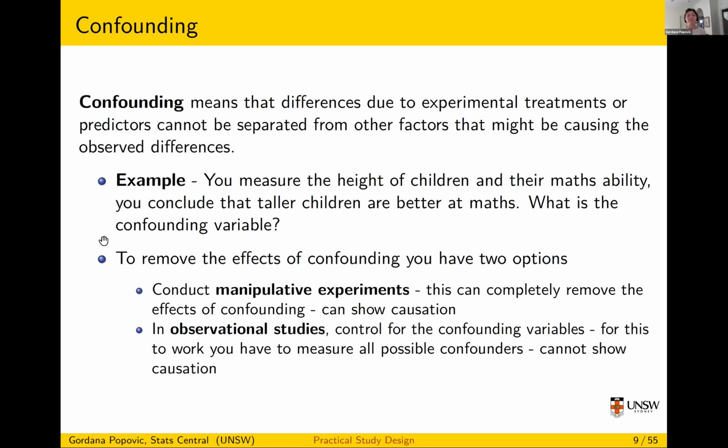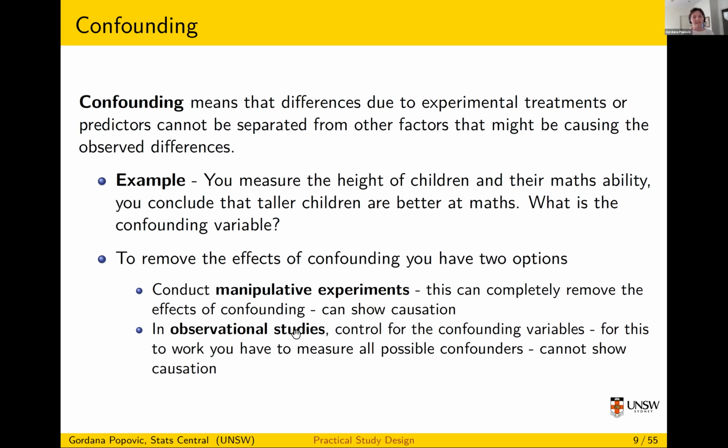Wonderful. Okay. So, what can you do to remove the effects of confounding? If you'd really like to know if height causes kids to be better at maths, to remove the effect of the confounding variable of age, you have two options. You can conduct a manipulative experiment, or an experiment, I guess is another way of saying it. And this can completely remove the effects of confounding. And I'll show you how to do that. And you can show causation using this method.